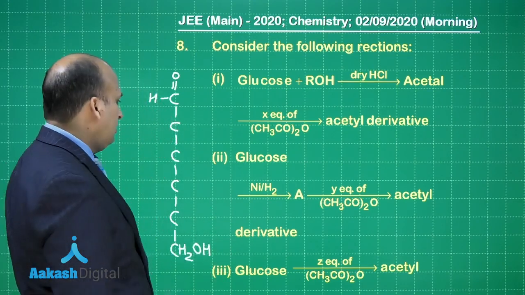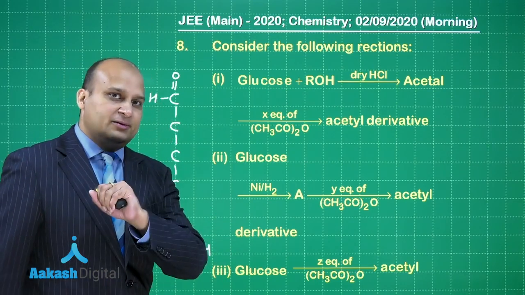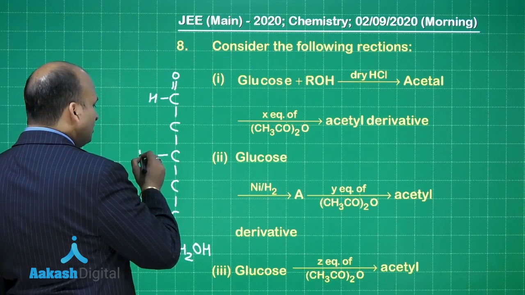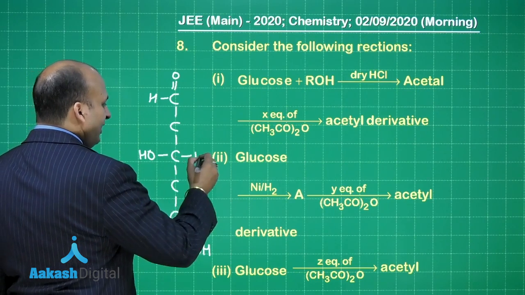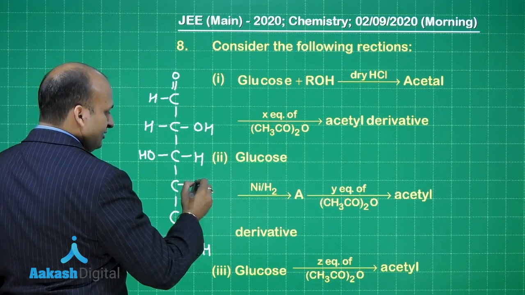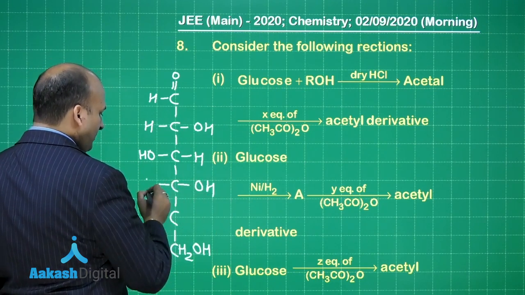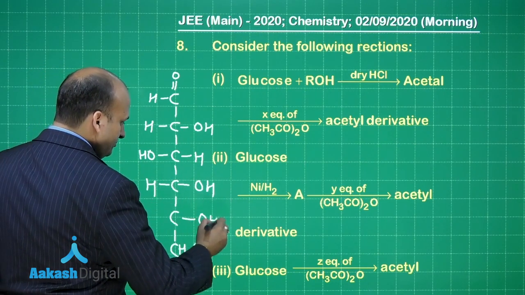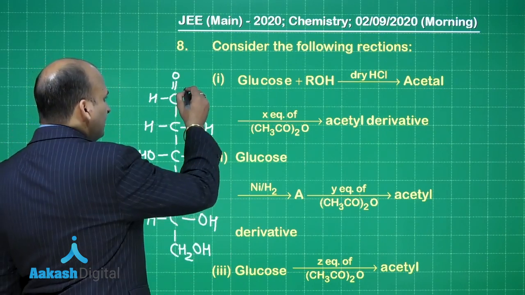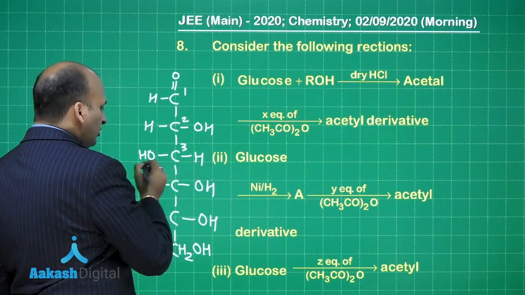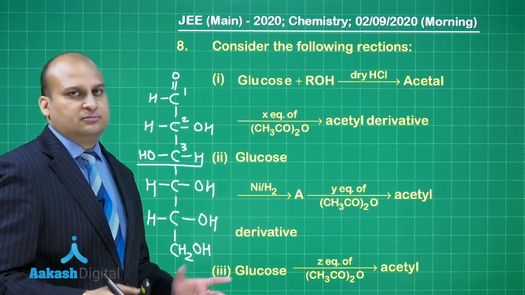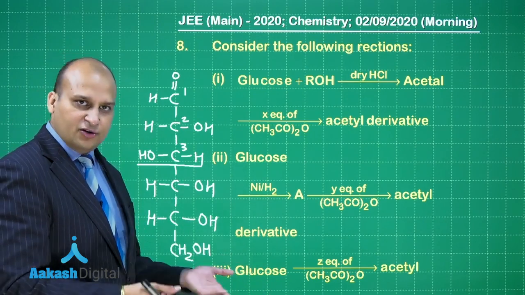Now the third carbon is the naughty carbon. On the third carbon the OH is on the left side, else in all the cases the OH is placed on the right. You see the placement of hydrogen and OH: first, second, third. On the third carbon you have OH on the left, otherwise it is on the right. Done? That's it. That's the structure of glucose.